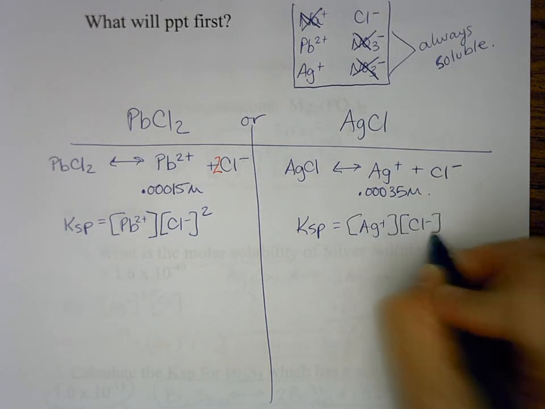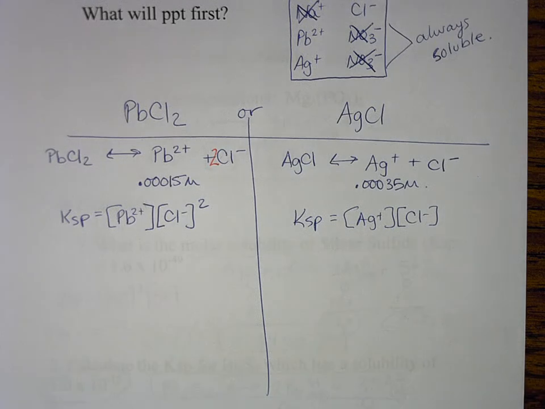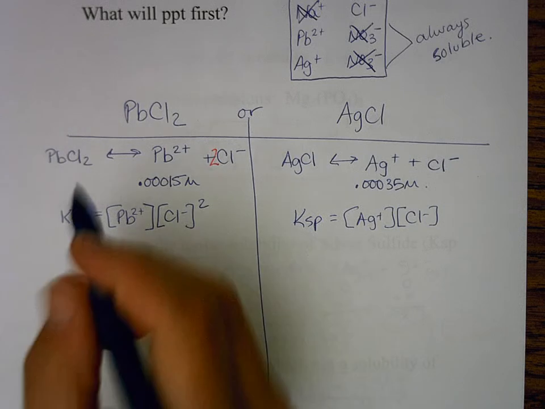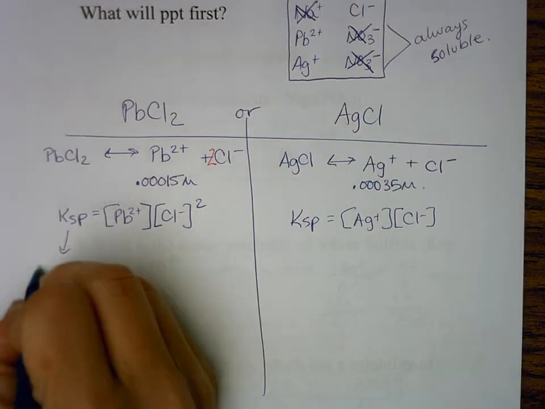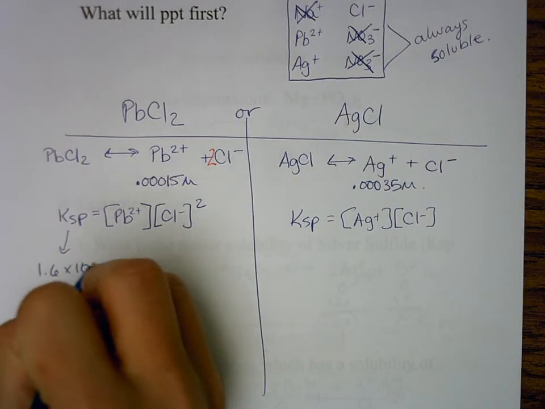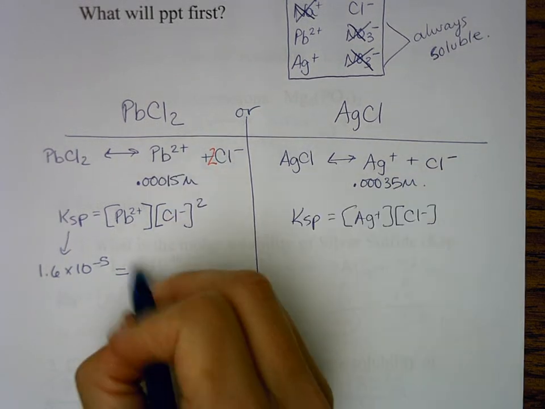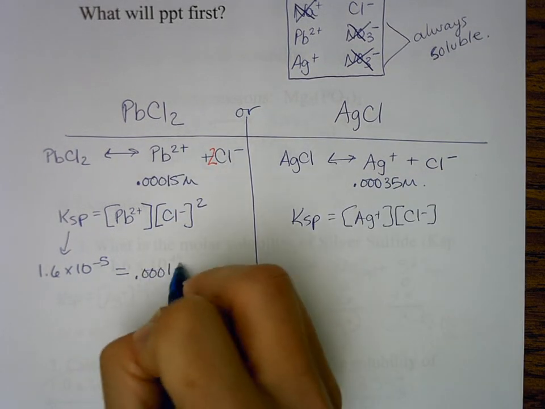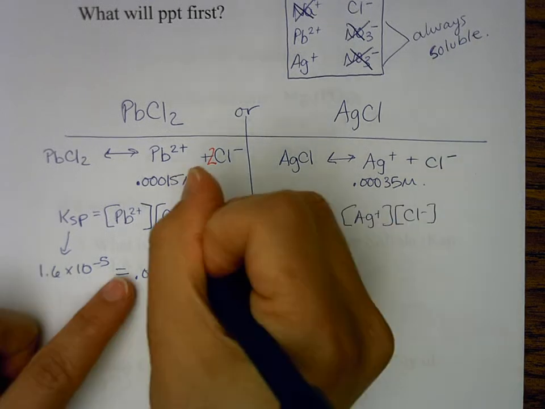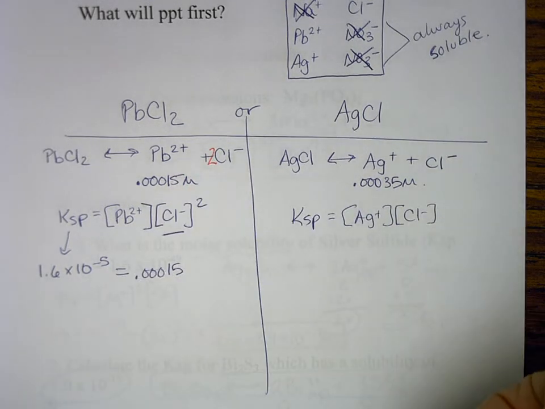Nothing gets squared there. All right, so I can look up the KSP values on the page number that I gave you. The KSP value for lead chloride is 1.6 times 10 to the negative 5. That's equal to my lead concentration, 0.00015, times the chloride concentration squared. I don't know the chloride ion concentration. That's what I want to solve for, so I'm going to put x squared.